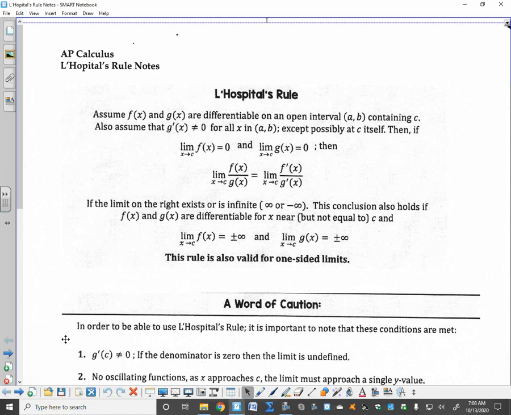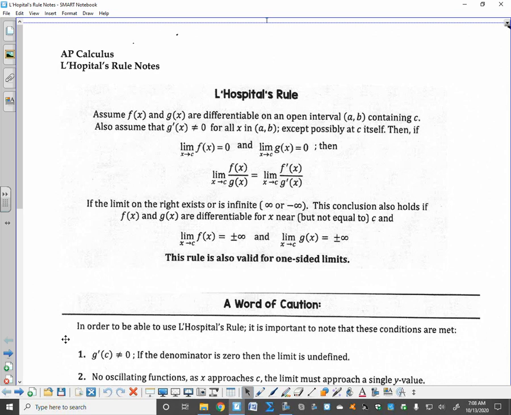All right, so today you're going to learn about L'Hopital's rule. So we're going to assume that f and g are both differentiable on an open interval a to b that contains c. Assume also that the derivative of g does not equal 0 because it's in the denominator.